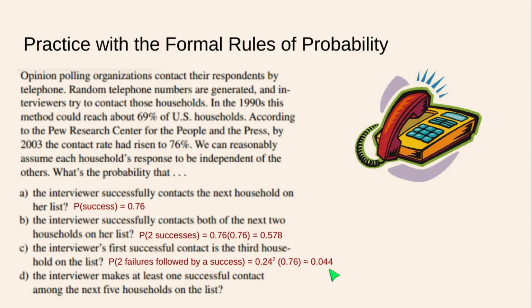And part D, the interviewer makes at least one successful contact among the next 5 households on the list. We see those words at least one. At least one. That means we're going to use the complement. The complement of at least one successful contact is no successful contacts in our 5 calls. So we would say probability of at least one success is equal to 1 minus the probability of no successes. And if we're doing 5 calls, we would have to fail, 24% odds of failure, 5 times over. 1 minus that number is basically we are guaranteed at least one success.